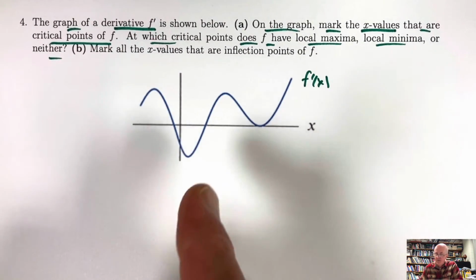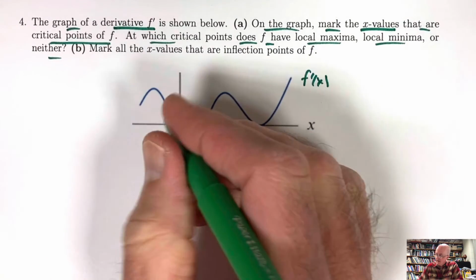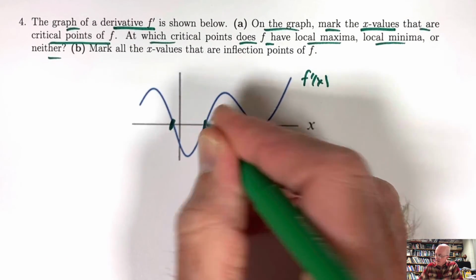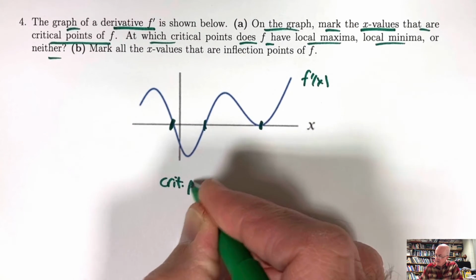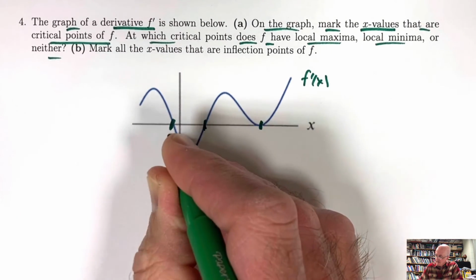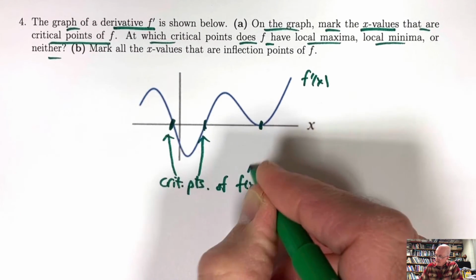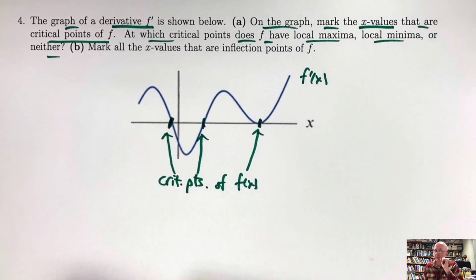Okay, this is the graph of f prime, not the graph of f. I will try to sketch a possible graph of f, but not right away. The critical points of f are where f prime is 0. Here, here, and here. Those are the critical points of f of x. How do you classify them? Use the first derivative test.